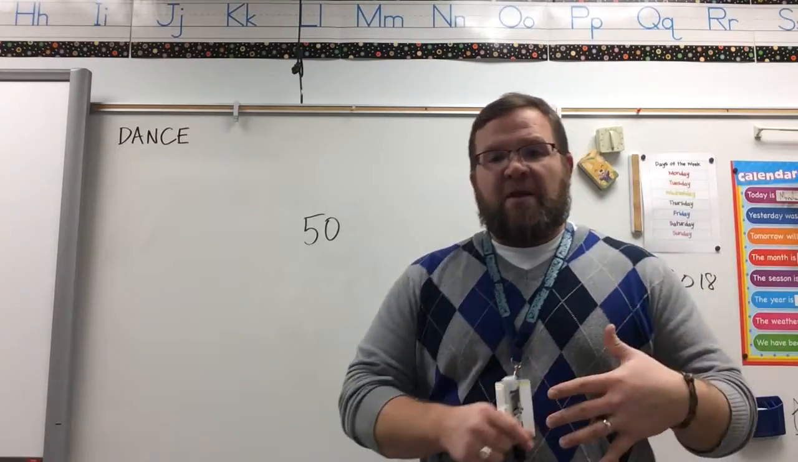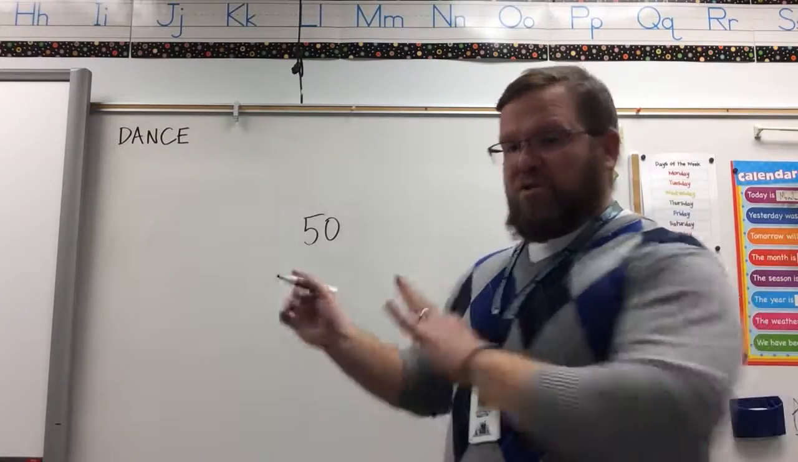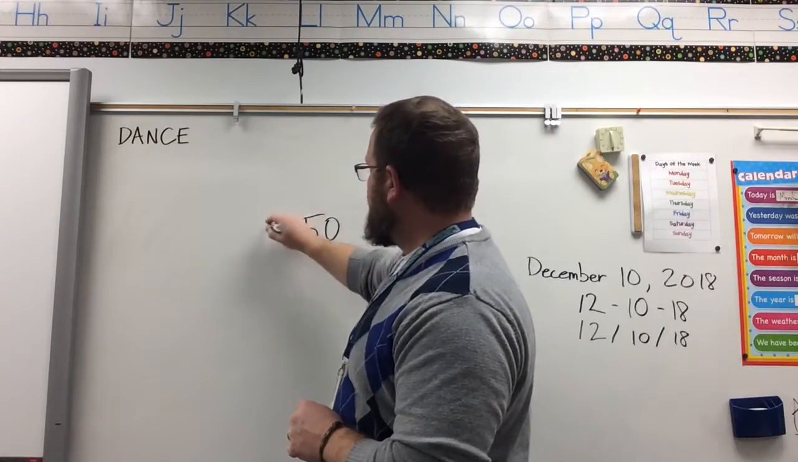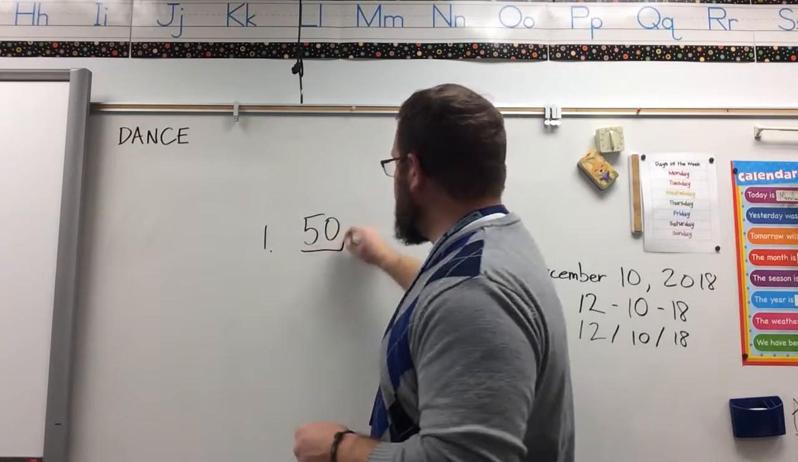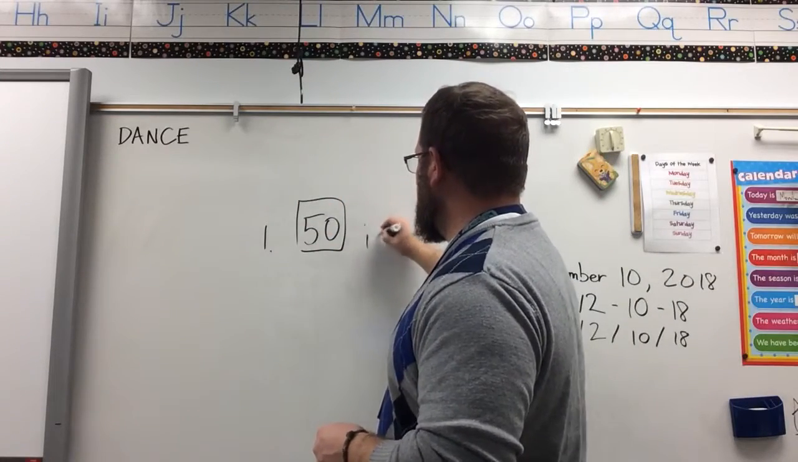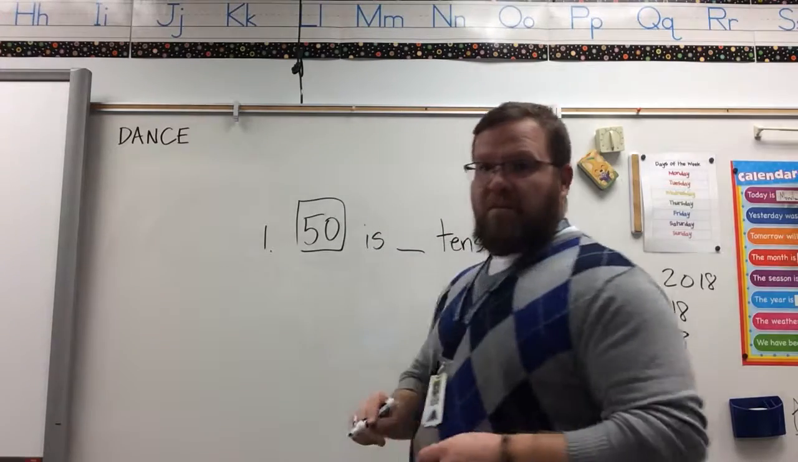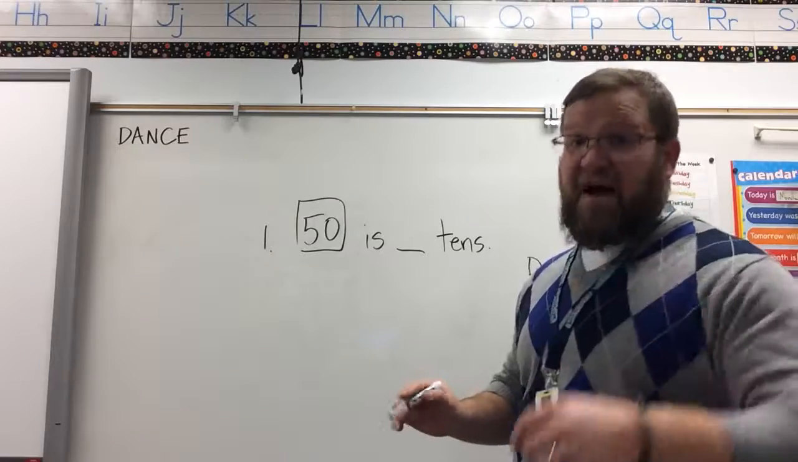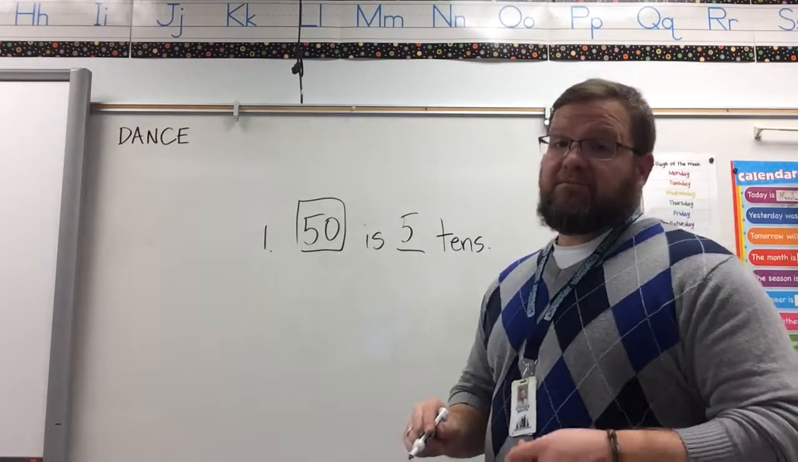So look at the front of your paper, and we'll go ahead and start with the examples now. So this will be number 1. And for number 1, as you can see on your paper, it says that 50 is, how many tens did we say it was? How many tens did we say? That's right, 5 tens. 50 is 5 tens, okay?